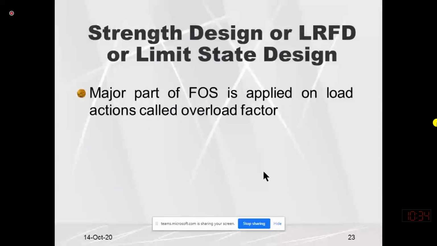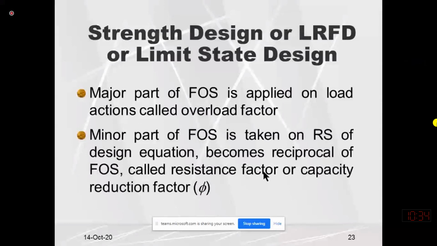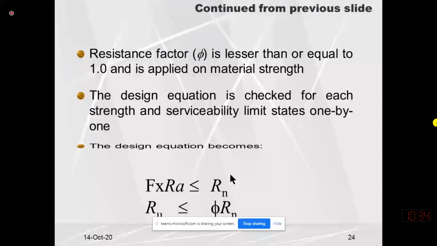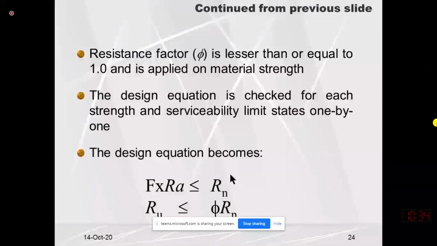The minor part of the factor of safety, which I am referring to as F2, is taken on the right hand side of the design equation and it becomes the reciprocal of the factor of safety. And the reciprocal of the factor of safety is referred to as the phi value, which is called strength reduction factor or capacity reduction factor. So the resistance factor phi is always less than 1 because the factor of safety is more than 1. So 1 divided by a larger value will yield a lesser value, less than 1. The design equation is checked for each strength and serviceability limit state one by one.